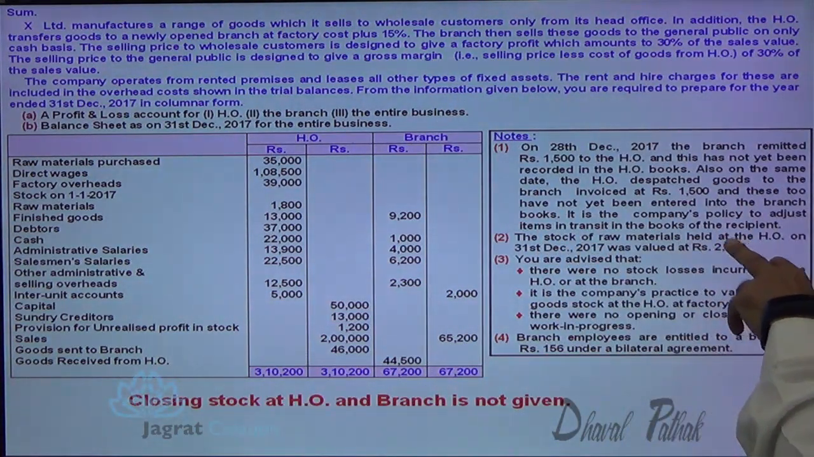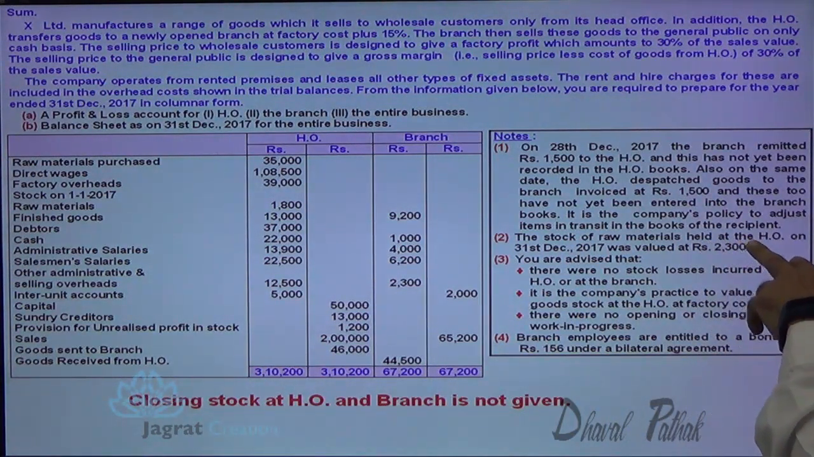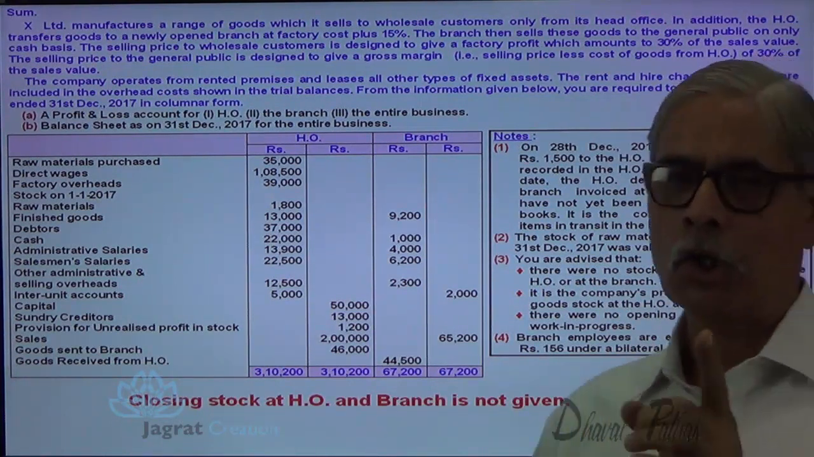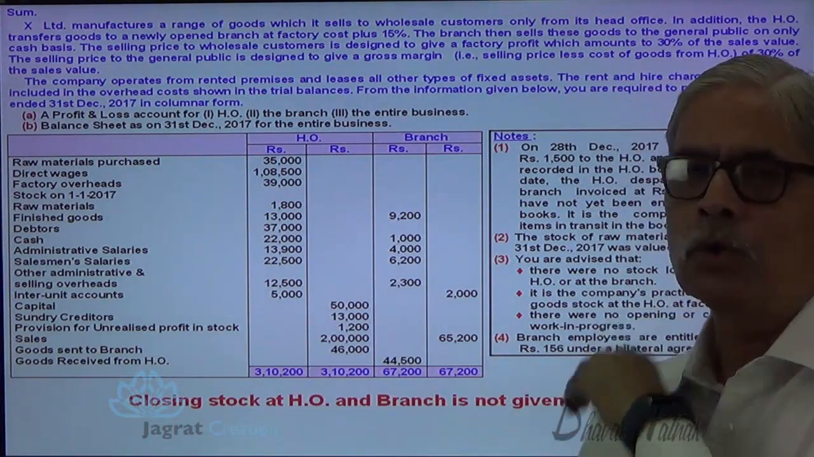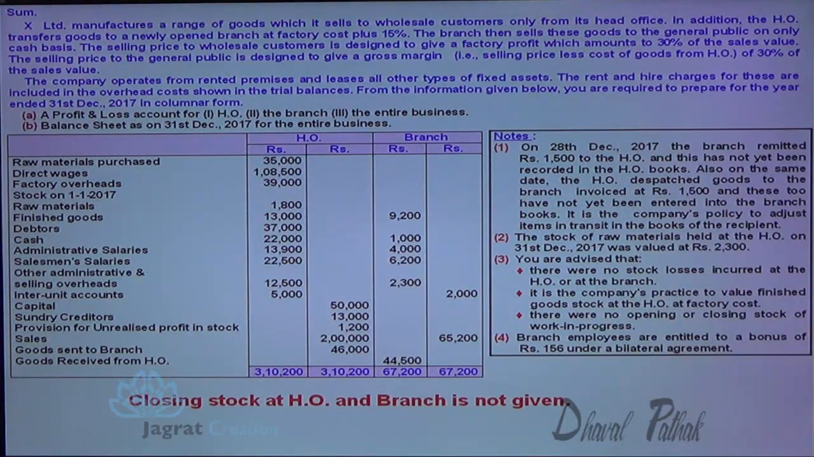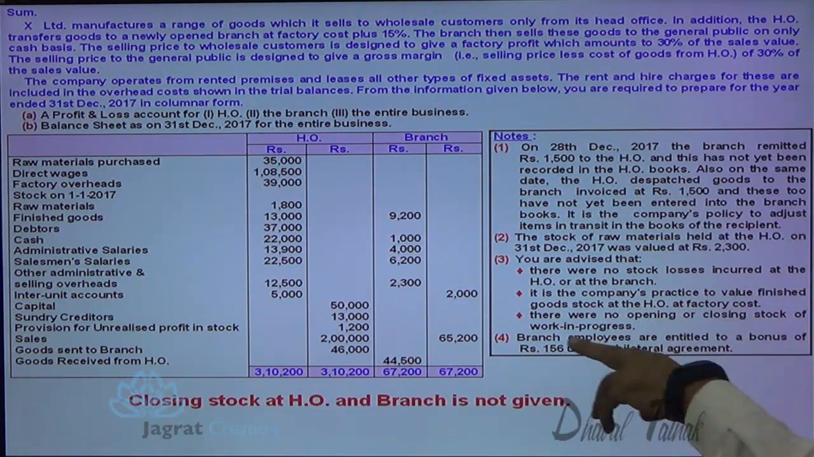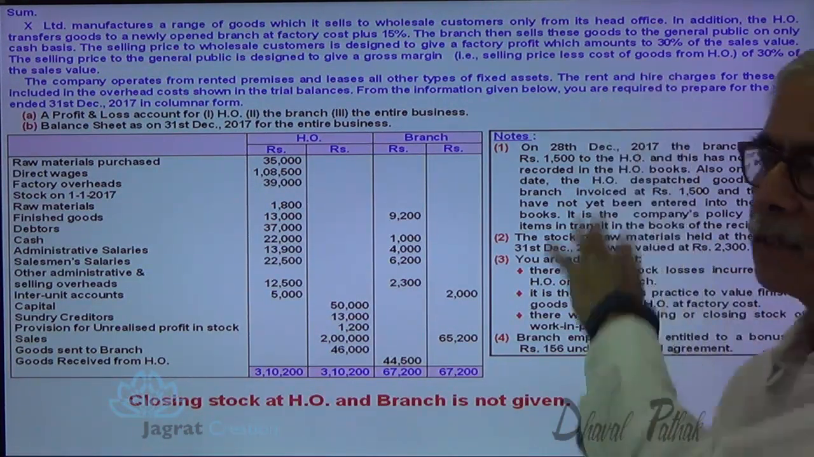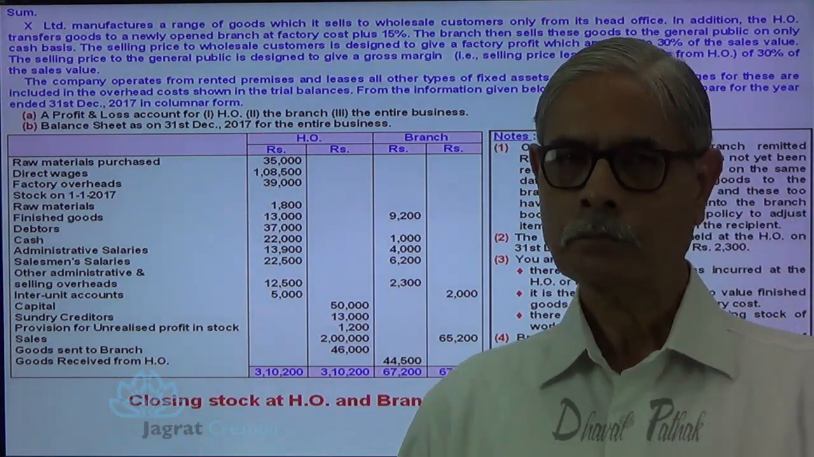The stock of raw material held at HO on 31st of December 2017 was valued 2300. This is the stock of raw material given. Stock of finished goods is missing. You are advised there was no stock losses incurred at HO or at a branch. It is the company's practice to value the finished goods stock at HO at factory cost. There were no opening or closing stock of work in progress. Branch employees are entitled to a bonus of 156 under the bilateral agreement. This is the information given to you.